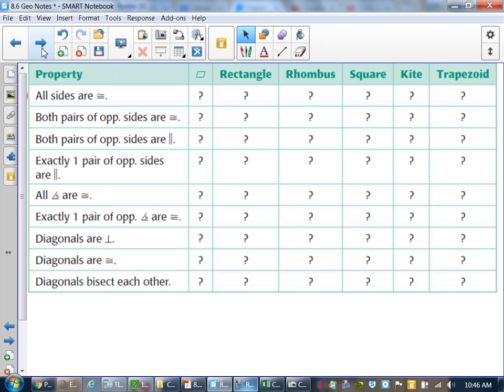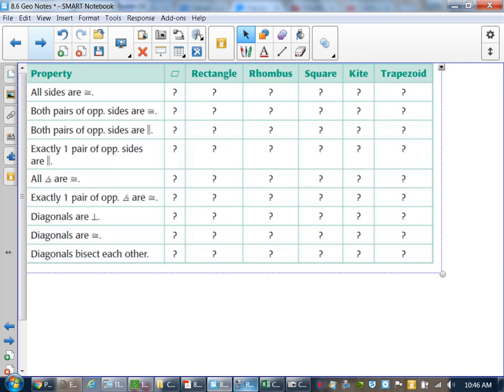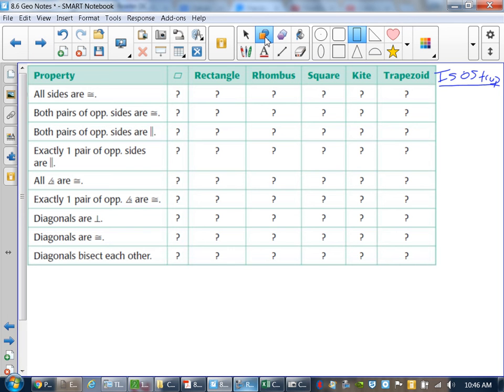So, what I'd like you guys to do, take a couple minutes. First thing I want you to do is, off to the side after the trapezoid, put another column in for the isosceles trapezoid. And I want you guys to take some time.